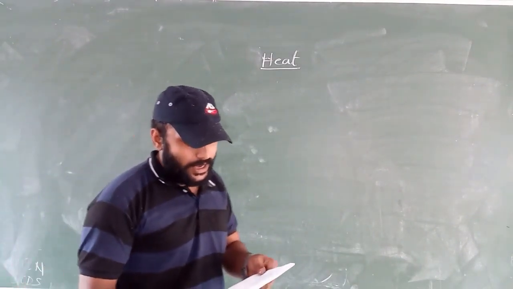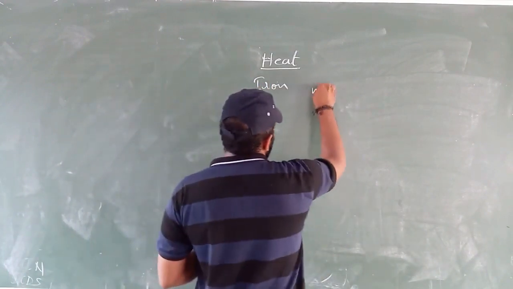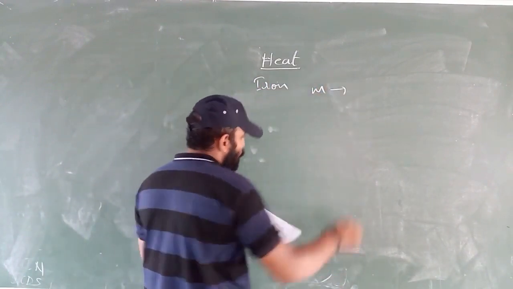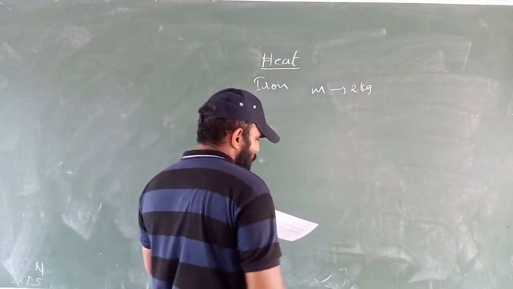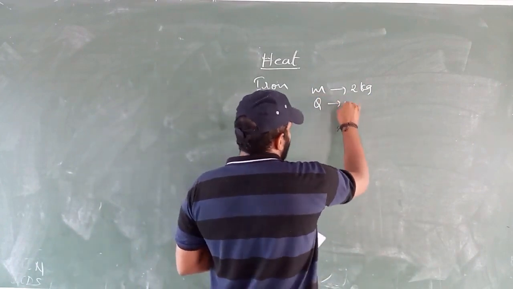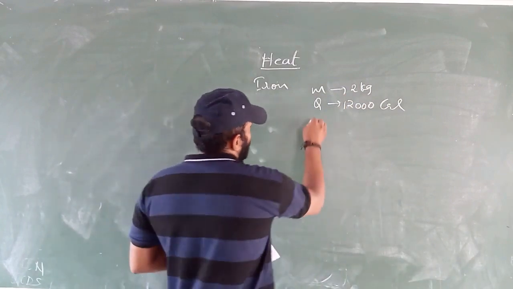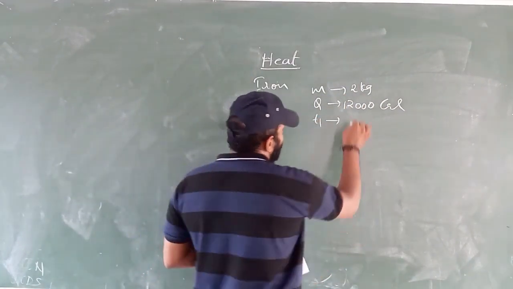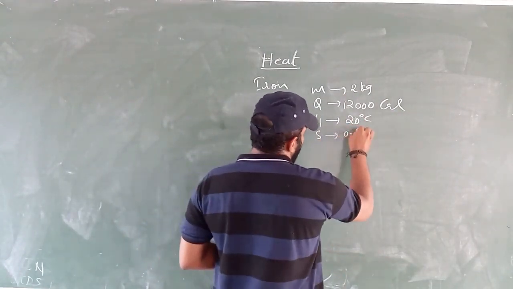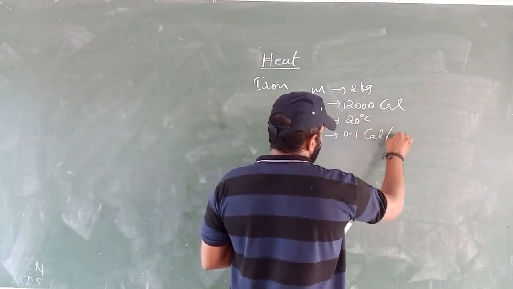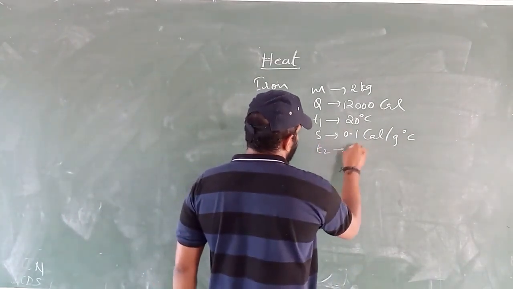See the next question. Iron of weight, and weight means mass. How much have they given? 2 kg is supplied with Q. Q value, how much have they given? 12,000 calories. Initial temperature T1, how much have they given? 20 degrees Celsius. Specific heat S value is 0.1 calorie per gram degree Celsius. What is the final temperature T2?